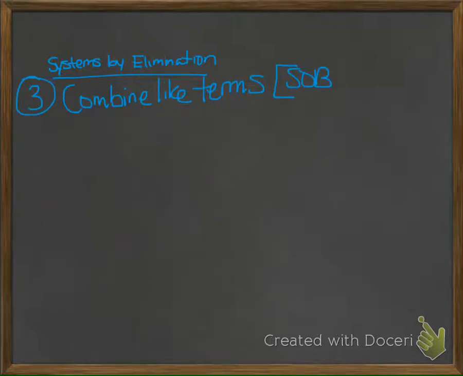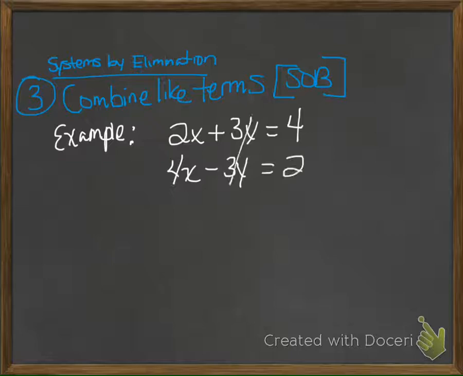The third step in solving this system is to combine like terms. And remember, when you're combining like terms, you use that SOB rule. So here's an example. Oops, I'll get us there in just a second. Okay, so far you're at this point.